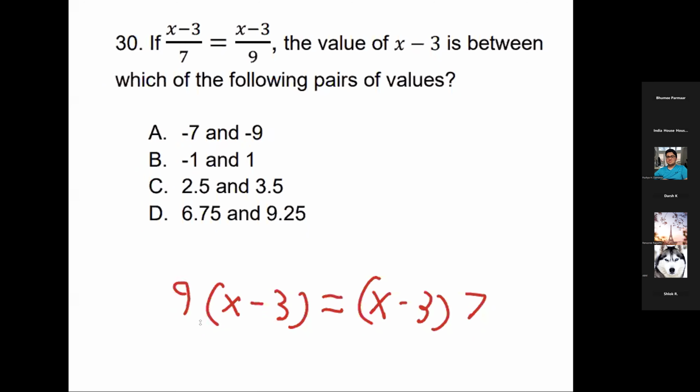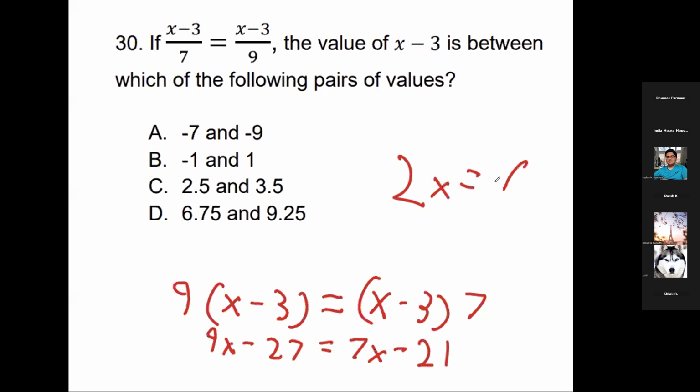And then you can just multiply this out. So that gets us 9x minus 27 equals 7x minus 21. Subtract 7x from both sides and then add 27 to both sides. That gets us 2x equals 6. Divide by 2. That gets us x is equal to 3.